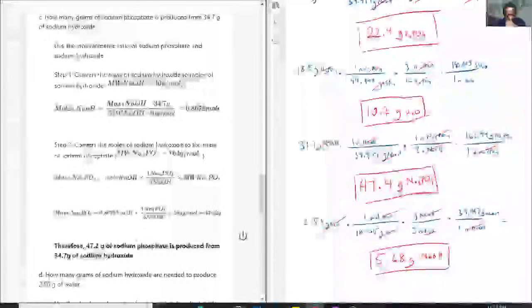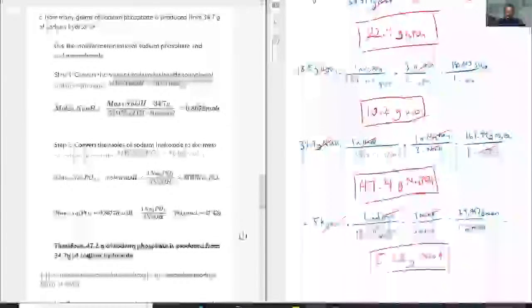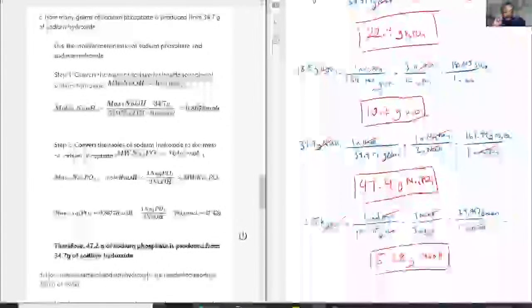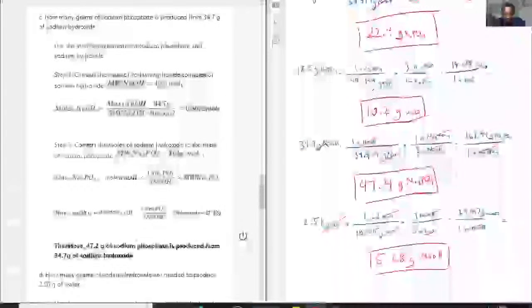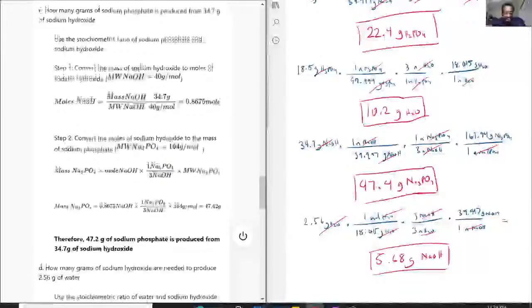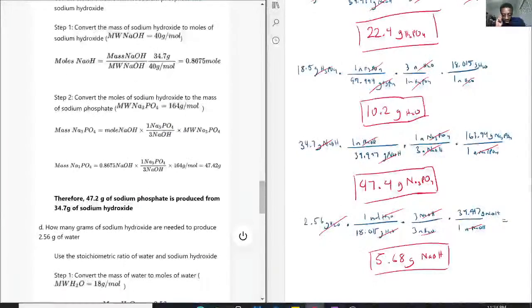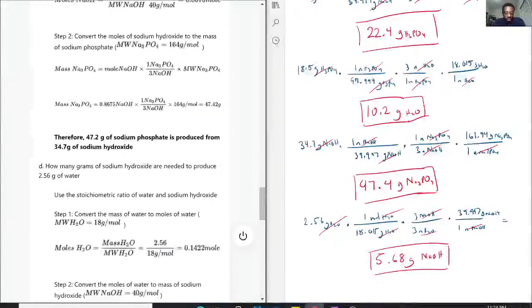Interesting. So, oh, I see why. Because I guess the rounding is a little bit different, but they used 40 grams per mole for the NaOH, and then they used 164 grams per mole for the, oh no, wait, it is 47.42. There it is. They just wrote it wrong here, but I'll still count that as correct. They just wrote it wrong in the answer. It is 47.42. Okay, which is good.